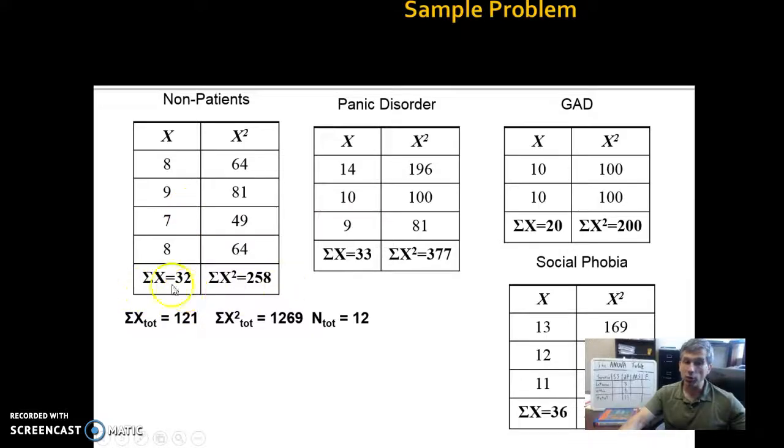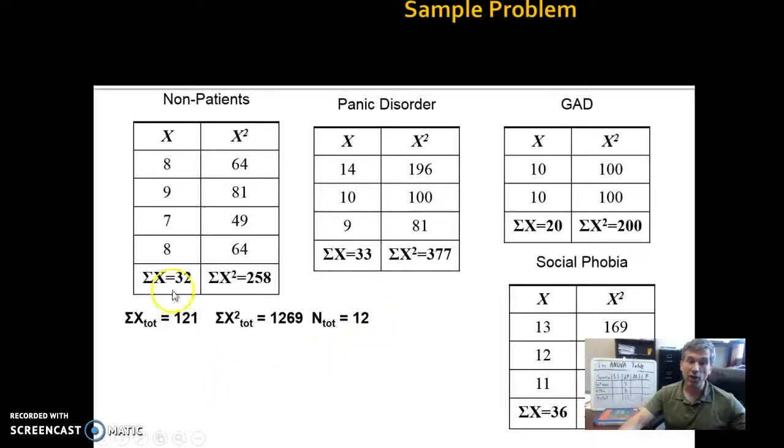Notice at the bottom of each group, I've done a sigma x and a sigma x squared for each group. I'm going to need those for my sum of squares within formulas. I can also add them all up and get my sigma x total. Sigma x total is just every single score in the data set all added up. It doesn't matter what group they're in. Sigma x squared total, every squared individual score added up across all conditions. And the only other thing we would need is the n, which is 12.